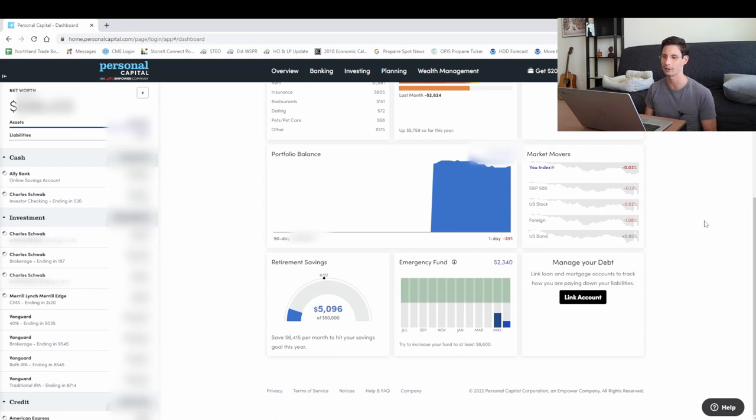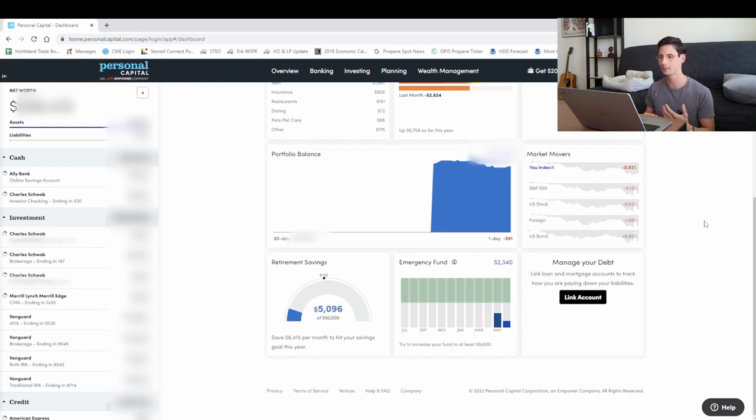It thinks I've saved around 5,000 in the few months of data that it has, but it's missing, again, all my 401k contributions, and it's also missing all the data for before I signed up for Personal Capital, or before it was able to pull historical data from, anyway.